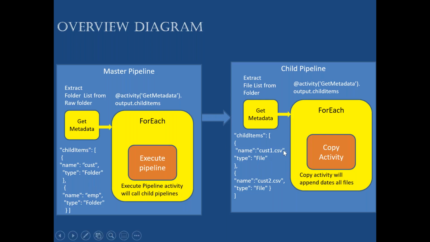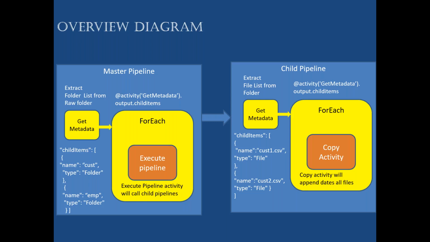Then it will become EMP1.csv, type is file, EMP2.csv, type is file, something like that. Again the employee files will be iterated through this for each, and the employee files will be passed one by one to the copy activity. The copy activity is going to copy file by file into the target.